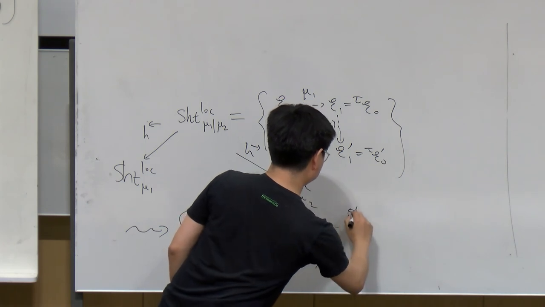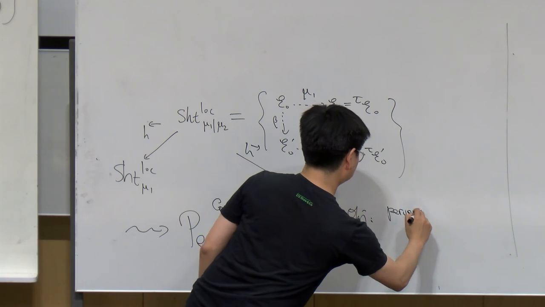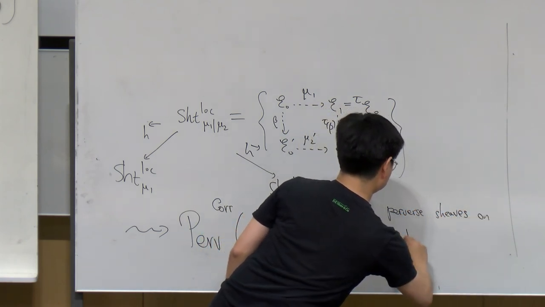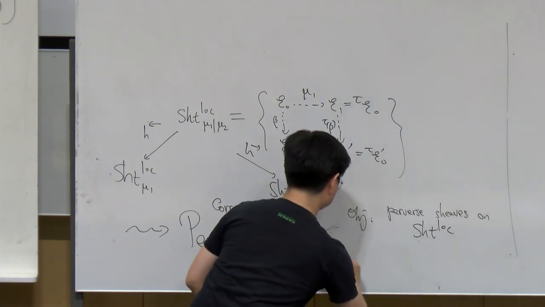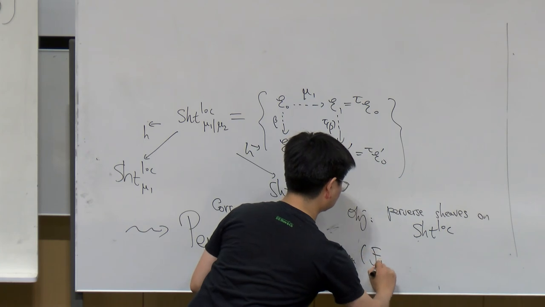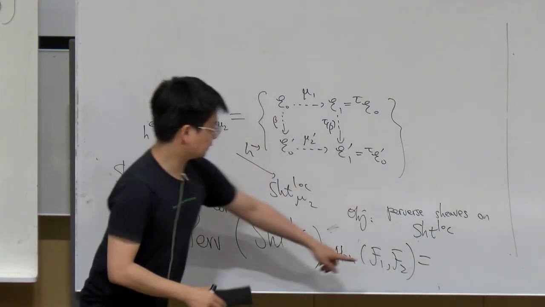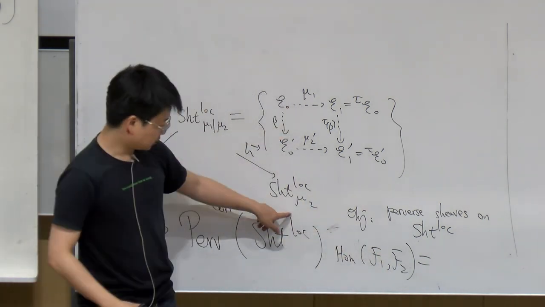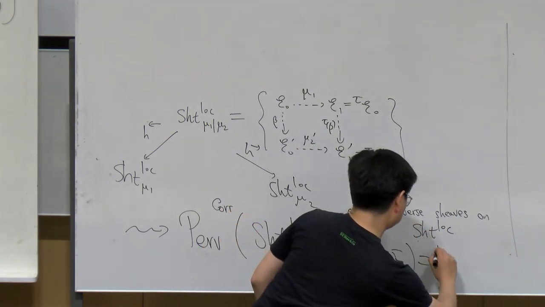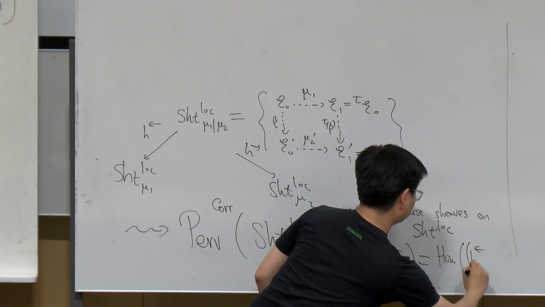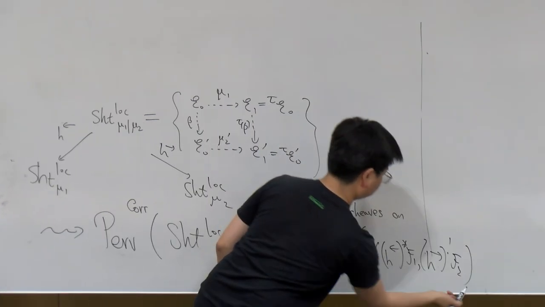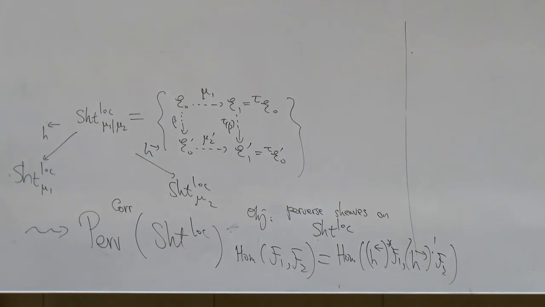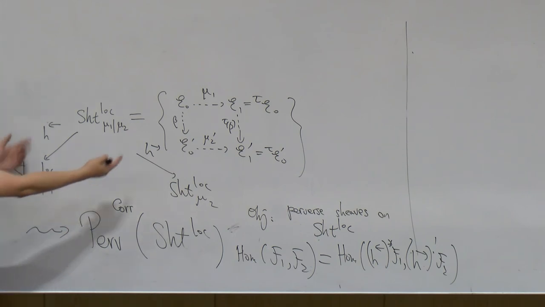So objects, perverse sheaves on the stack of local Shtukas. And the morphism is a Hom between two such sheaves. Let's see, one is supported on this part, F2 is supported here, then it's going to be just the homomorphism of F, H upper star F1, F, H right arrow, upper shriek F2. So some kind of usual formalism. And then you need to know how to compose, but the composition is given by the usual composition of cohomological correspondences.